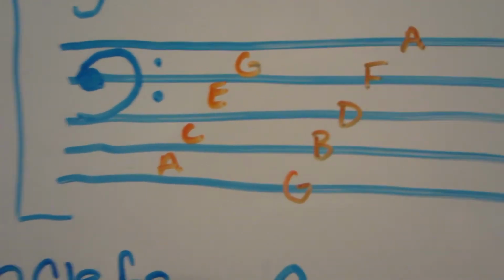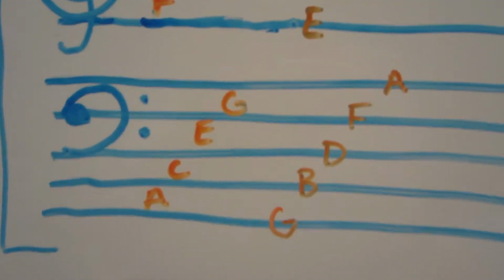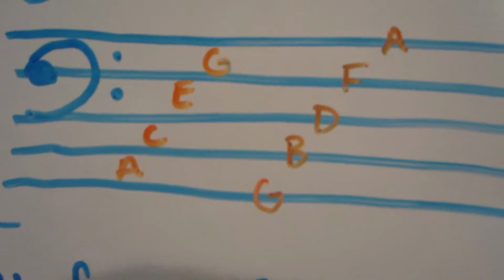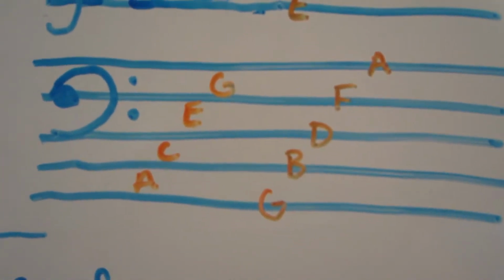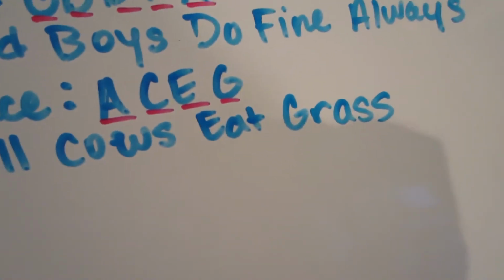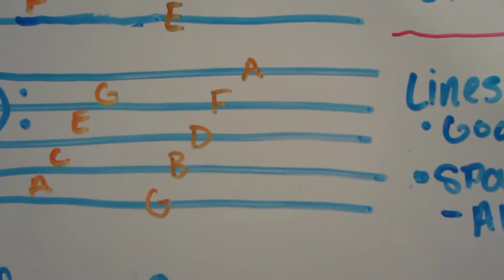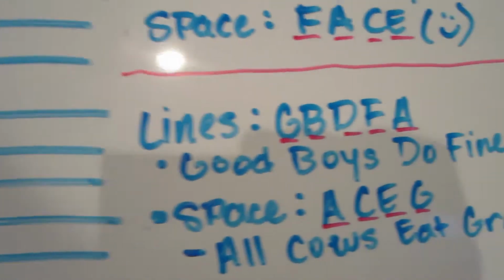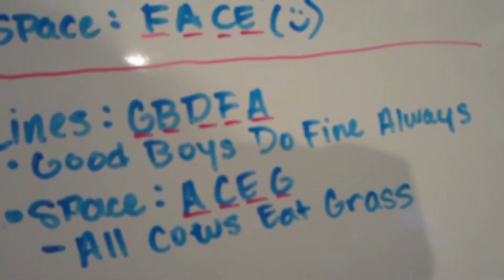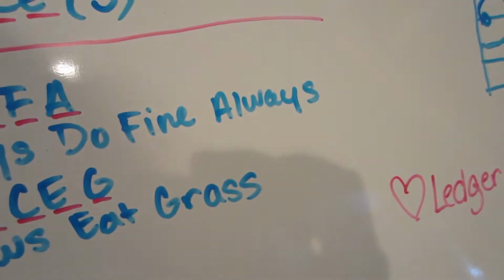Now we go to the bass clef. The spaces are A, C, E, G. You can come up with your own, but for the spaces most people like, all cows eat grass. Yay! And then the lines, G, B, D, F, A: good boys do fine always. Yes, that is kind of confusing. Every good boy does fine, and good boys do fine always.